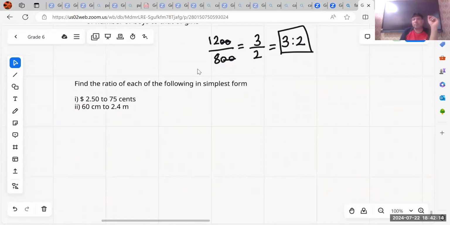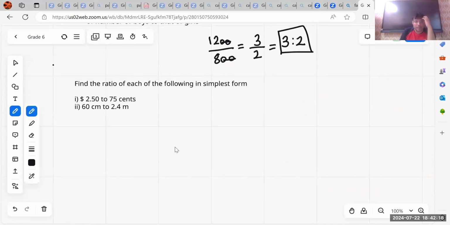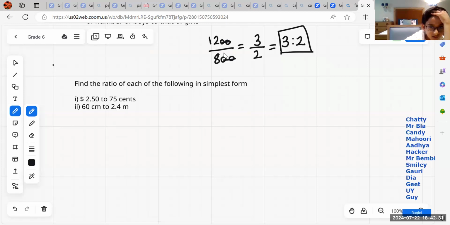Remember, units have to be same. So in the first question, you will have to convert dollars to cents. $1 is equal to 100 cents. It's like a revision of fractions. First part in fractions is like the revision. First part of ratios, first class.